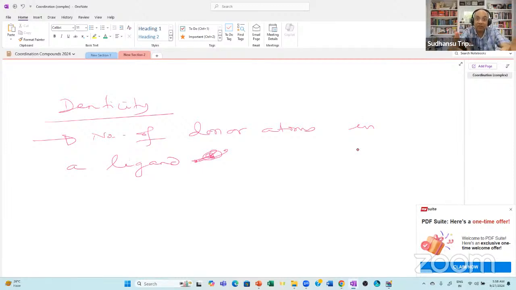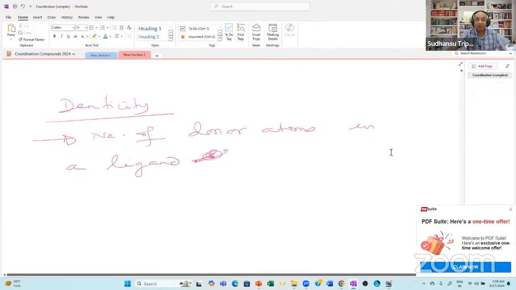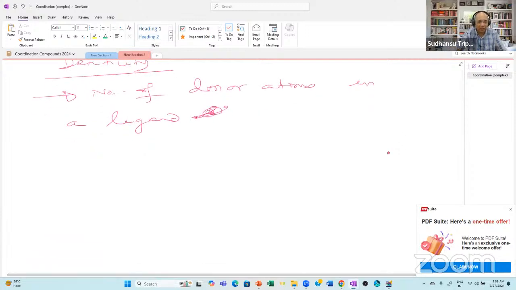If there is one donor atom, it is called monodentate or unidentate. Two, bidentate, as if there are two to bite the metal ion. Tridentate, three toothed. Tetradentate, four toothed. Pentadentate, hexadentate, and so on. Octadentate. So let us list, that is denticity.